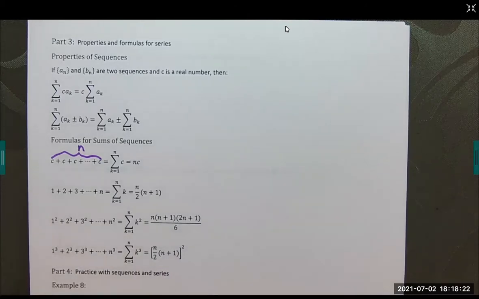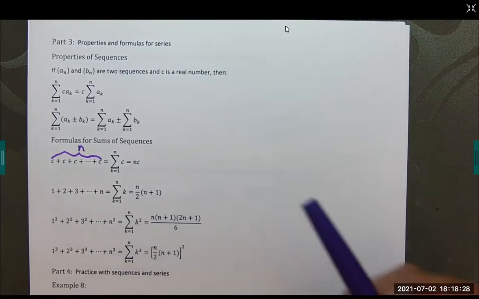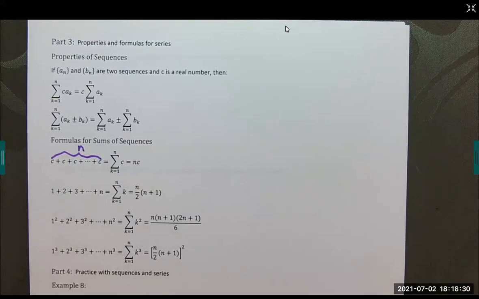If I'm adding up 1 plus 2 plus 3 plus 4 all the way up to n, this is our formula here. These generate what are called triangle numbers. If you ever get a chance to look that up, it's kind of cool. If I'm adding up the sum of squares, 1 squared plus 2 squared plus 3 squared and so on, here's the formula. Cubes, 1 cubed plus 2 cubed plus 3 cubed and so on. We get this formula here. We'll come back to these.